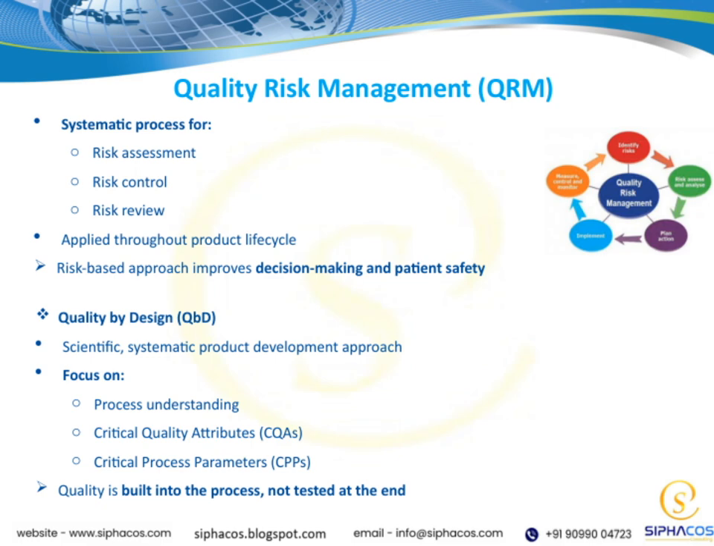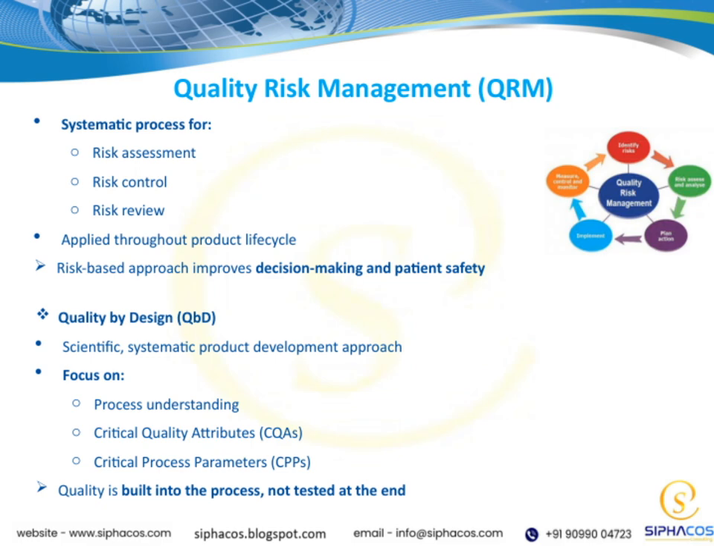We also focus on critical process parameters, or CPPs, which are the key variables in the manufacturing process that can impact those CQAs. By understanding and controlling these, we can ensure consistent quality. An important point to remember is that quality isn't something we test for at the end. Instead, it's integrated into every step of the process itself. This proactive approach helps us achieve more reliable and high-quality products.